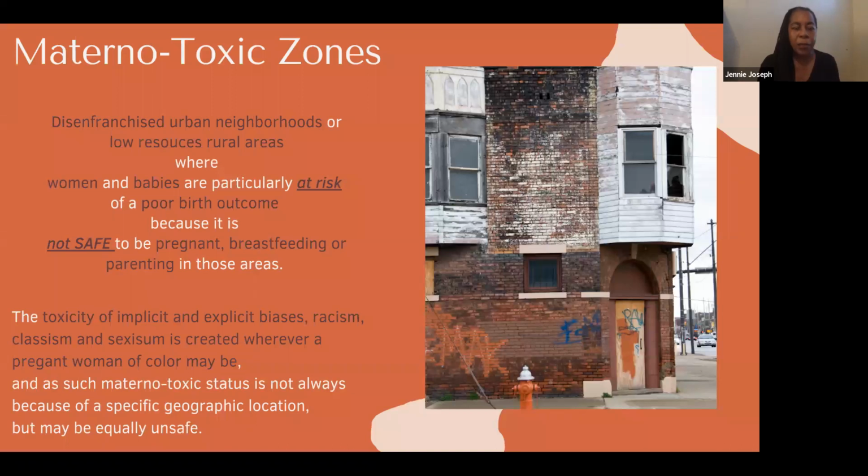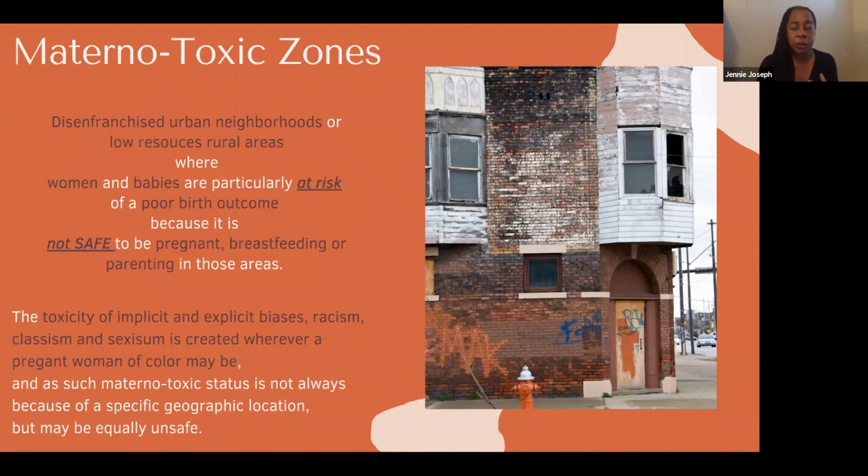The other type of pop-up toxicity is that inside of environments that should be safe, for example, the hospital, the maternotoxic zone just poof appears around this person, again in response to who she is, how she looks.